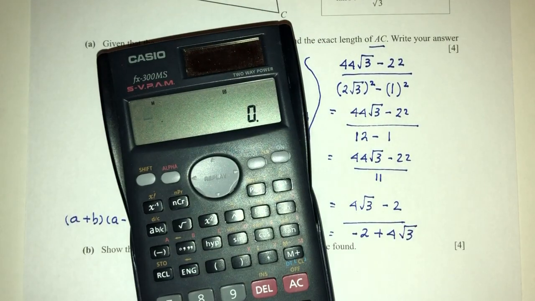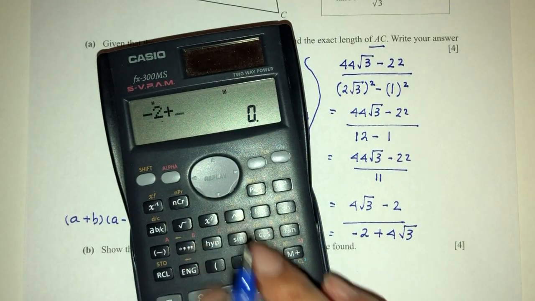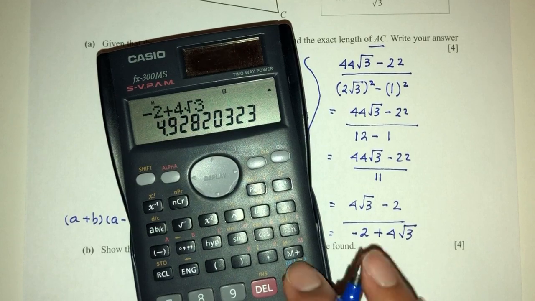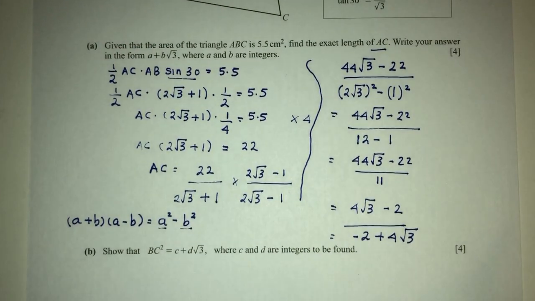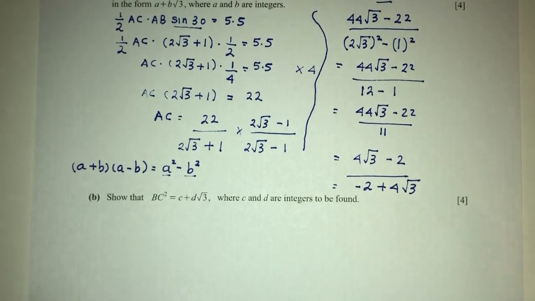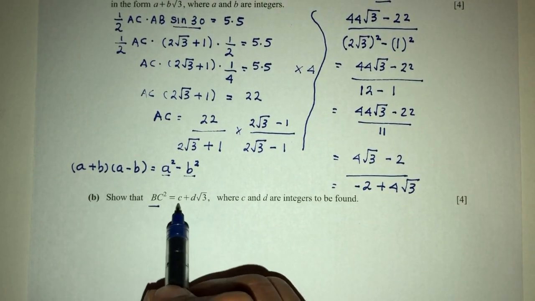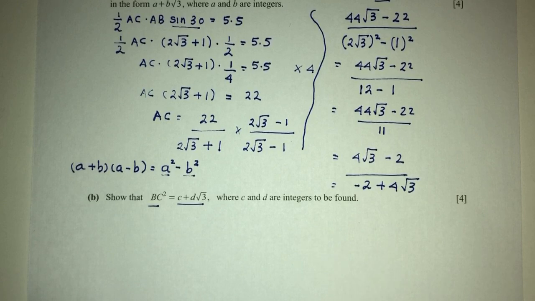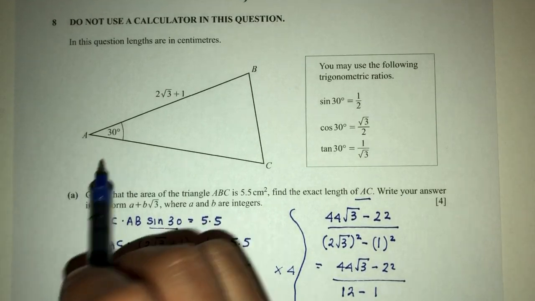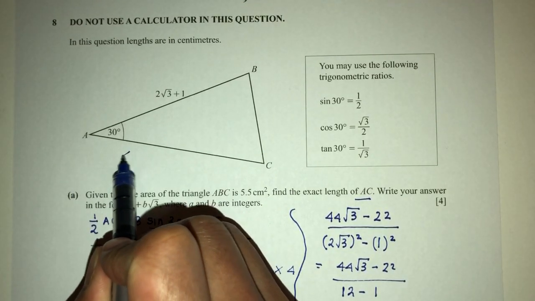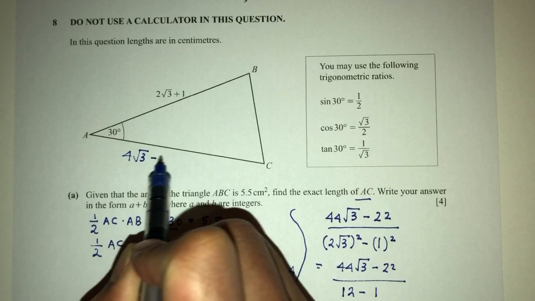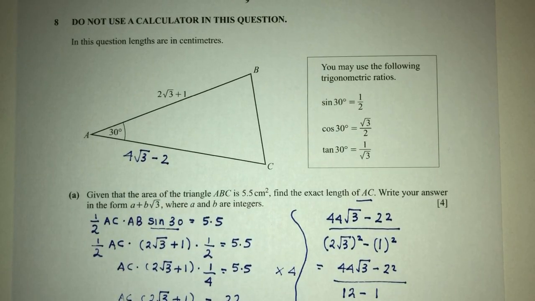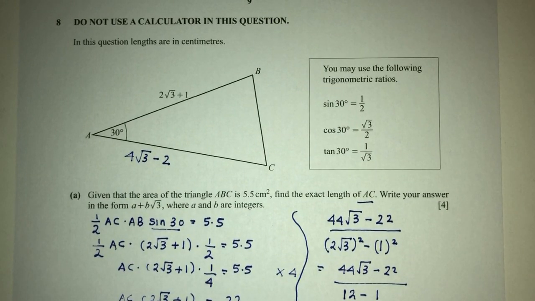So let's check if the value is positive. So minus 2 plus 4√3, yep, should be a positive value for it to be plausible, right? That is part A. Now for part B, we have to show that BC square is given by this. So pretty easy. We have to first find a way to find BC square. Now, AC, we found it was 4√3 minus 2.